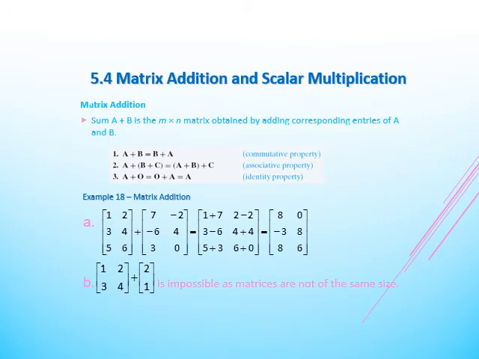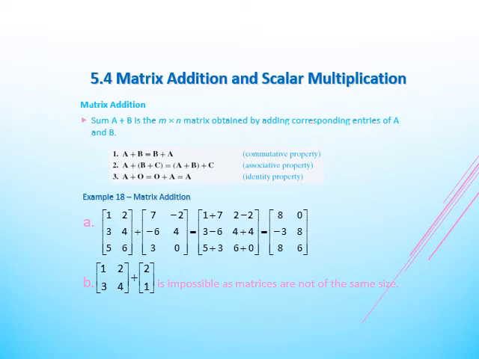Another very important definition is matrix addition and scalar multiplication. The rule for adding two matrices is that the two matrices should be the same size. We can add or subtract any two matrices as long as they have the same size.